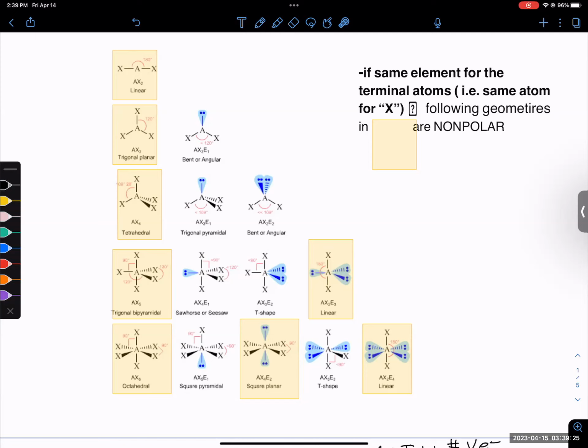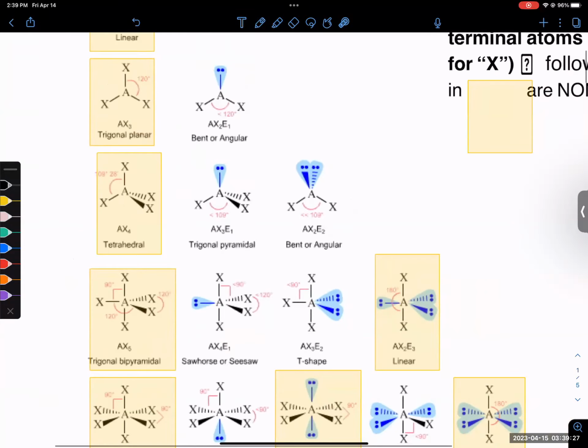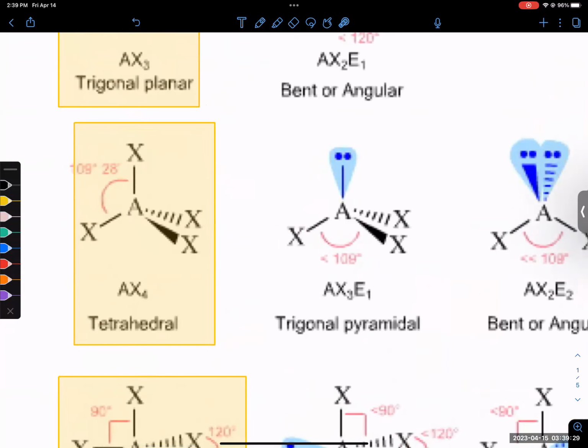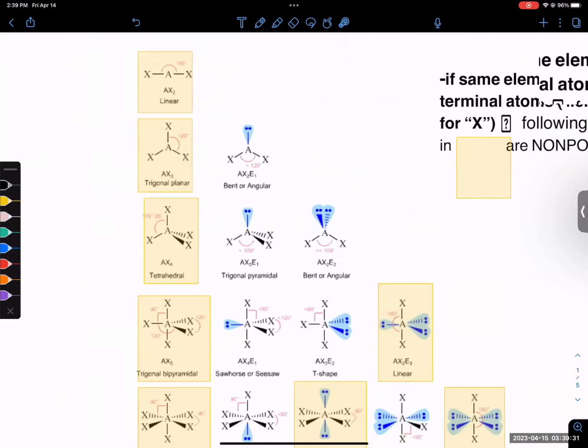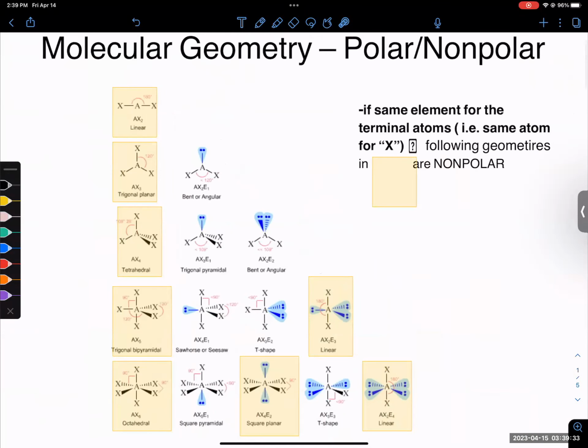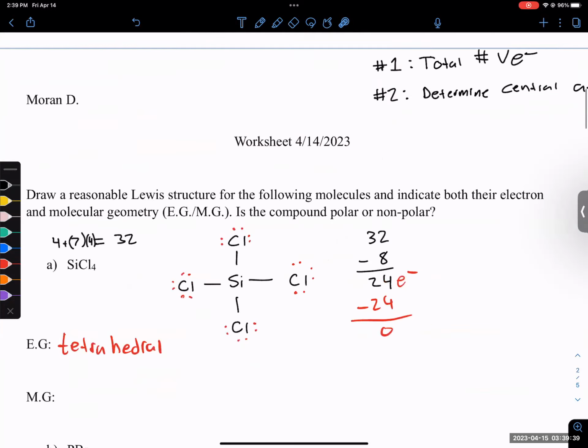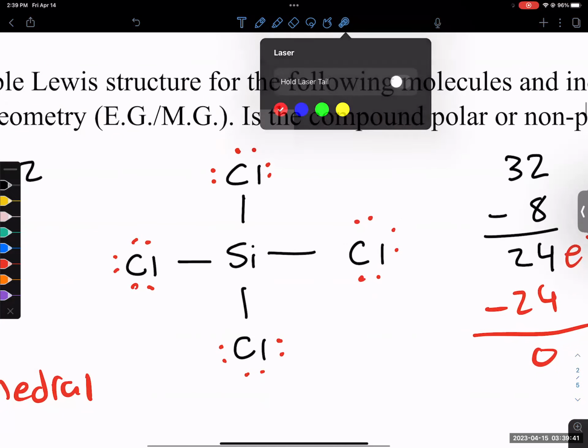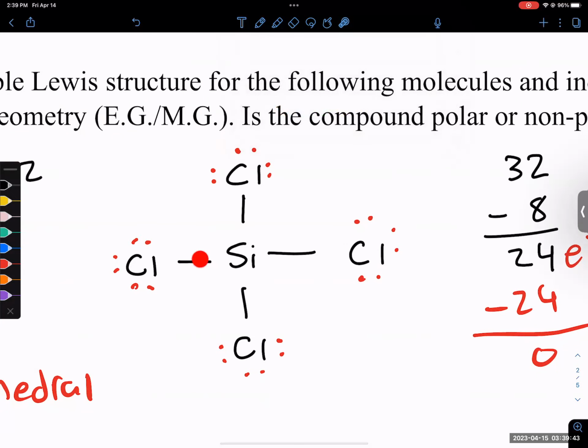Exactly. So we said that its electron geometry is tetrahedral, and remember, you find electron geometry by looking at the number of electron dense regions around the central atom. So how many electron dense regions are around the central atom? We have 1 here, 1 here, 1 here, and 1 here. You really just count the bonding areas.